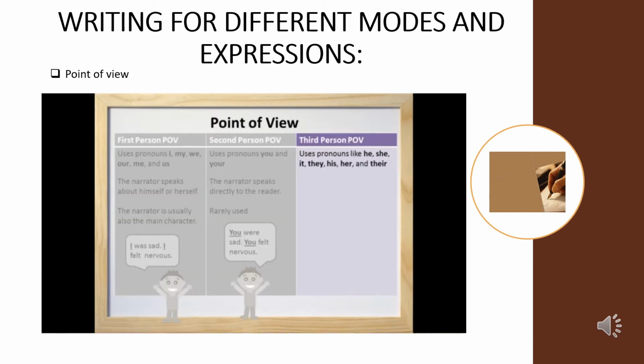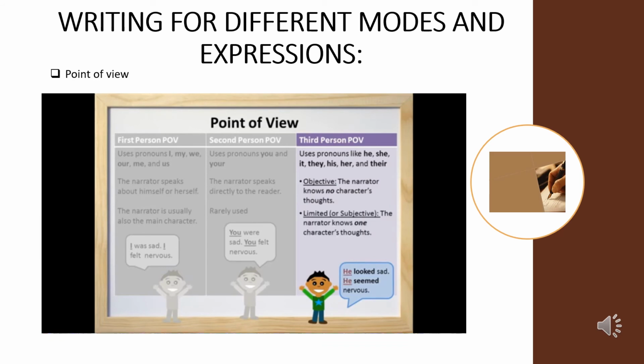So remember that all third-person point of view narrators use pronouns like he, she, it, they, his, her, and their. Third-person objective point of view involves a narrator who knows no character's thoughts. For example, he looked sad, he seemed nervous. This narrator sees the boy, but he doesn't know how the boy feels or what he's thinking.